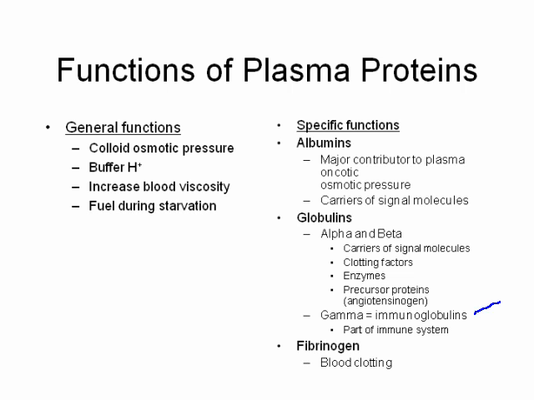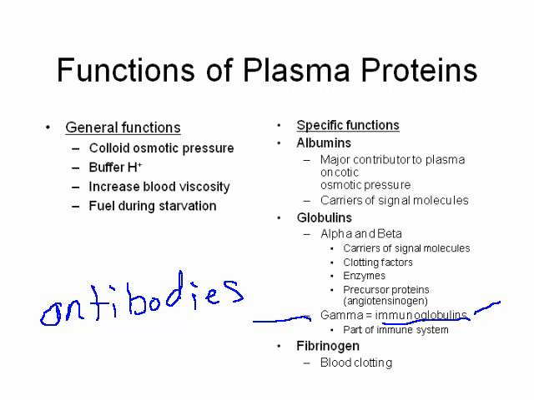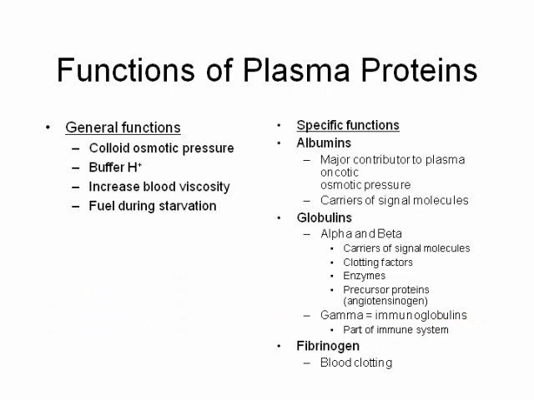Gamma globulins, another name for them is immunoglobulins. Another name yet for them is antibodies. We'll be talking about them in a little bit of detail before the lecture is over. These are, of course, part of the immune system. And then the last major group of plasma proteins is fibrinogen, which is involved in blood clotting. And again, we'll be talking about that in some more detail in a few moments.